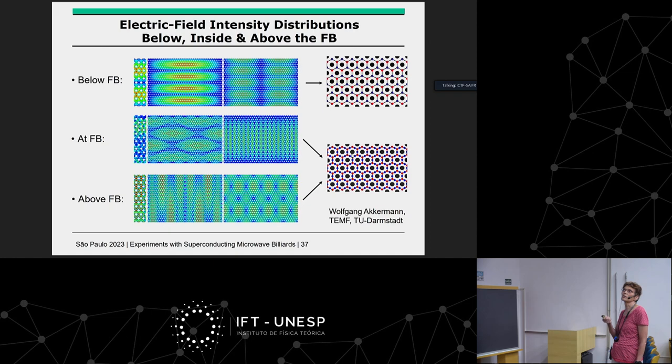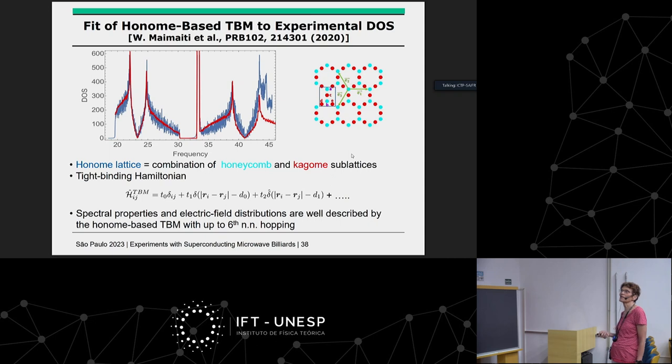When you look below the flat band and around the first Dirac point, you can see that the electric field indeed is localized between three cylinders, so it forms a hexagonal structure. But in the vicinity of the flat band or above it, you also find localization between two metallic cylinders. So the structure there is not just a honeycomb lattice, but of that form. This is exactly the lattice structure which comes from the combination of a honeycomb lattice and a Kagome sublattice. Here I just show one basic structure.